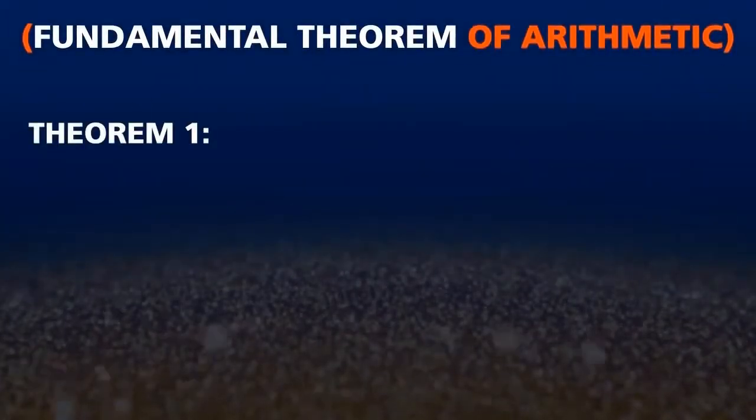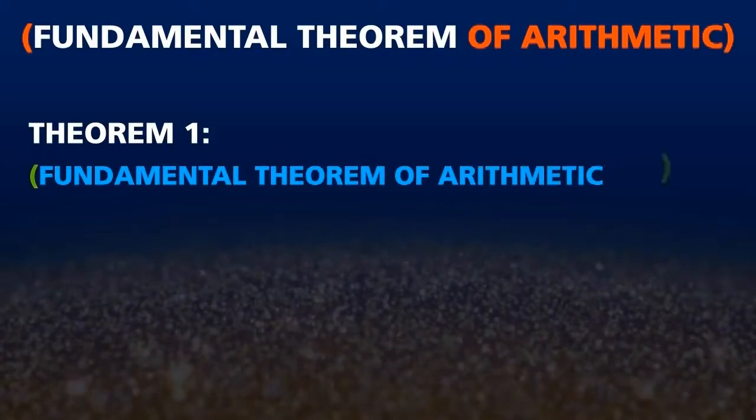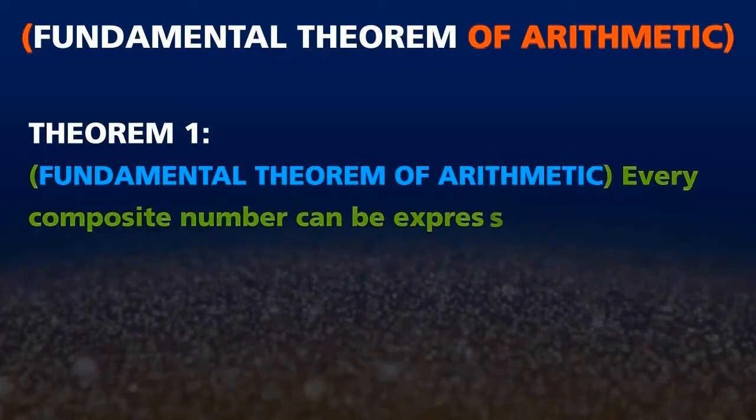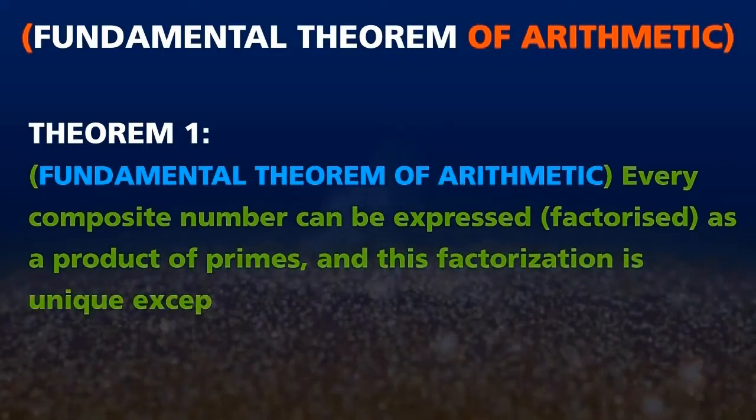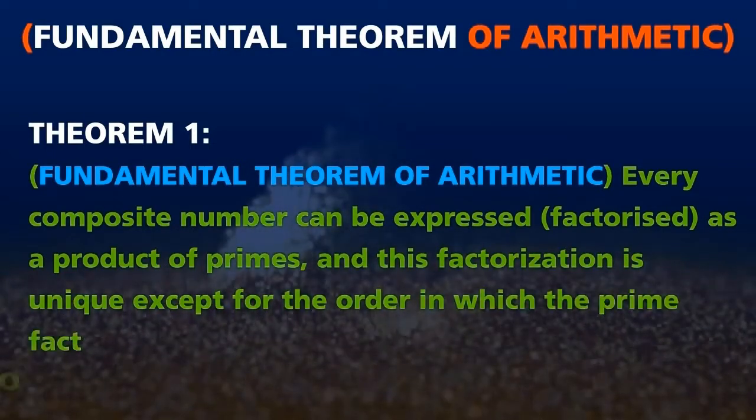Theorem 1. Fundamental theorem of arithmetic. Every composite number can be expressed or factorized as the product of primes, and this factorization is unique.